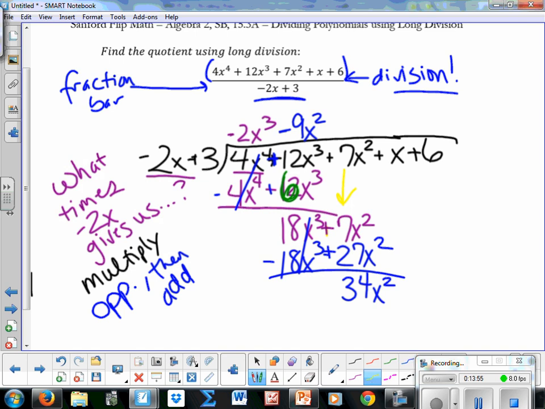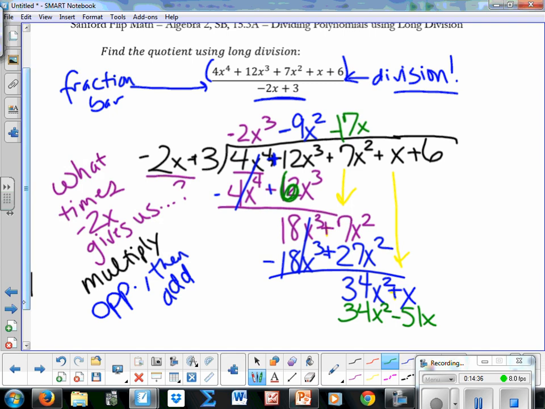All right, here we're bringing down our x again, that next term. Oops, I'm going to write in blue because that yellow is hard to see. Okay, 34x squared plus x. Now we're playing this game again. What times negative 2x gives us 34x squared? Negative 7x is what we need. I'm sorry, that's negative 17x. Sorry, I wrote that, I missed that 17. So negative 17x times negative 2x gives us our 34x squared. Negative 17x times 3 gives us negative 51x.